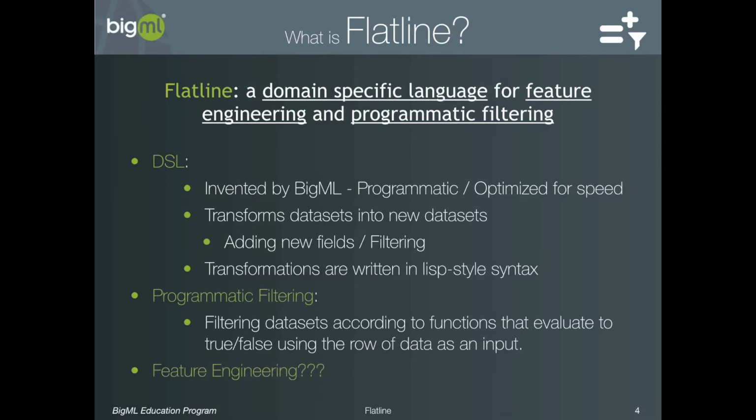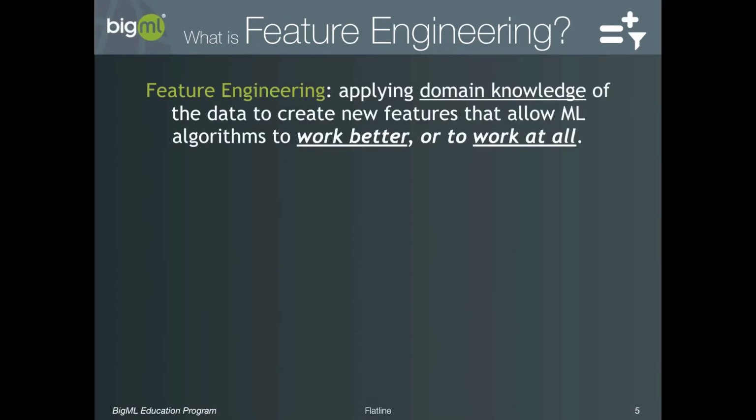So what about feature engineering? What is that, and why is it important? Let's begin with the definition. While there is no universally accepted definition, a good one to understand the meaning is this. Feature engineering is the process of applying domain knowledge of the data to create new features that allow machine algorithms to work better or, and this is important, to work at all.